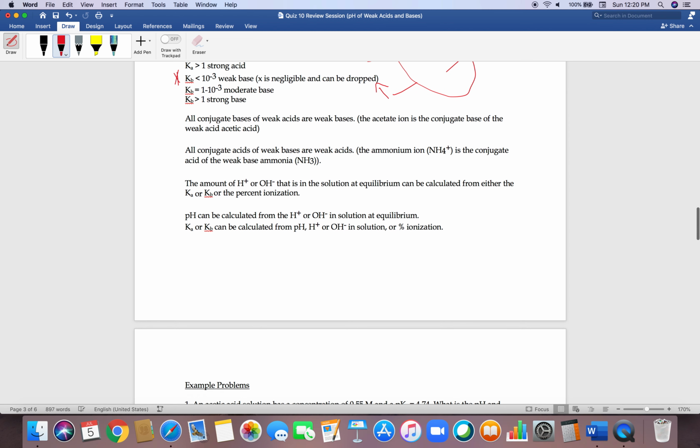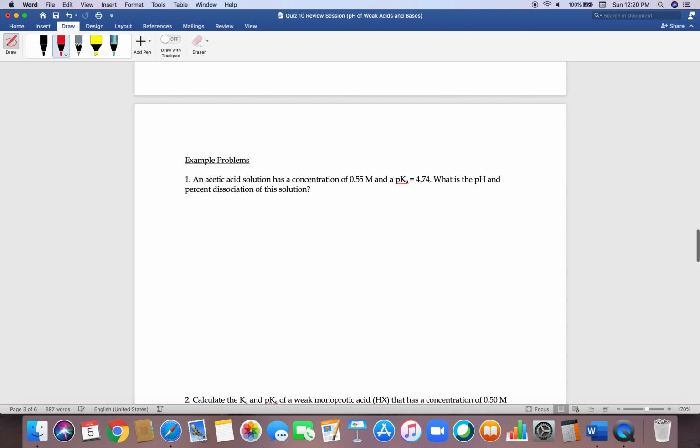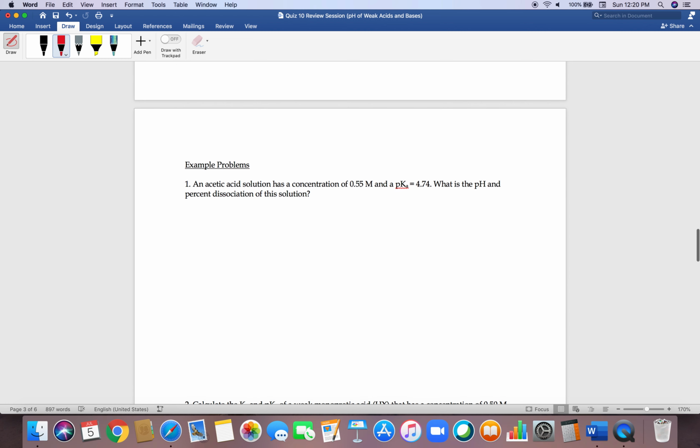So let's get started with the math. As you can see, I have a lot of room here, as these problems typically take up a lot of room. An acetic acid solution has a concentration of 0.55 molar and a pKa of 4.74. What's the pH and the percent dissociation, percent ionization of the solution?